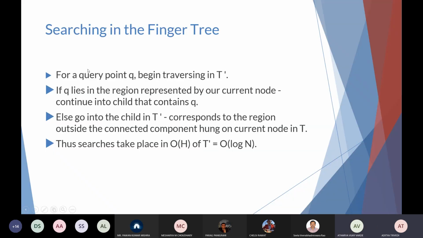So, searching in the finger tree. For any query point Q, begin traversing in T dash. If Q lies in the region represented by the current node, then we continue into the child that contains Q. Else, the root does not contain Q, and the part which contains Q is outside the connected component hung on the node.